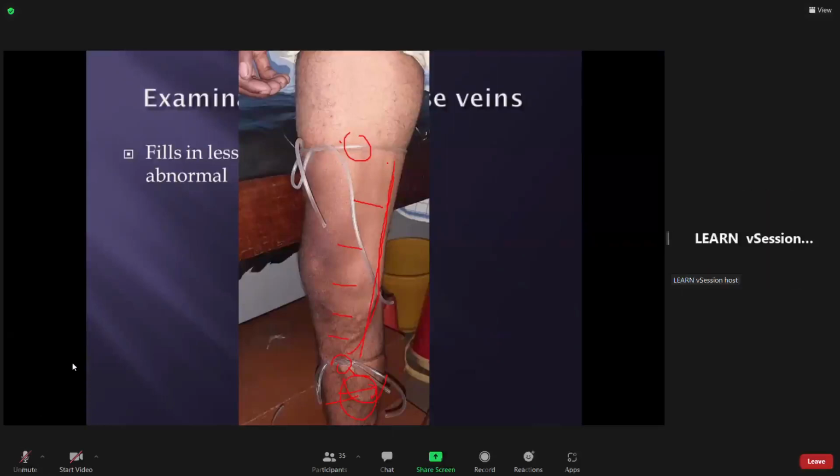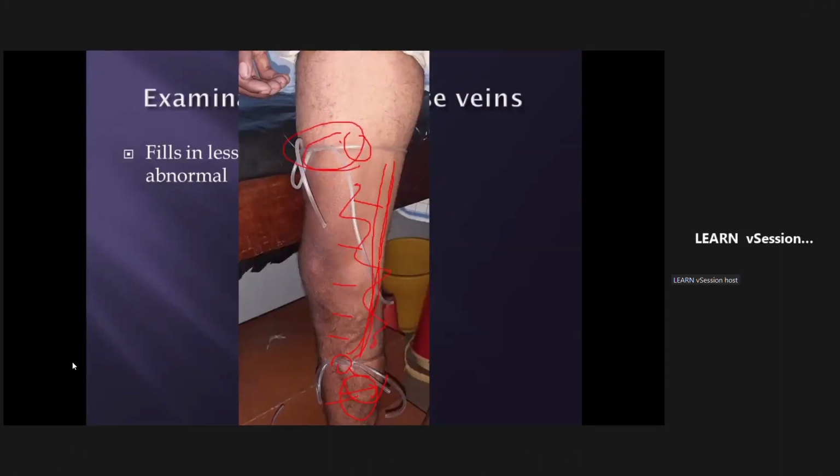But suppose these segments were free of blood, then you start removing the tourniquet from up downwards. Suppose this was empty, no veins here, and you remove the first tourniquet, and suddenly you see within 20 seconds it all got filled like this. Then what can you tell? Then you can tell the long saphenous vein above was refluxing and it has come down. Okay, is that clear? Yes, sir.